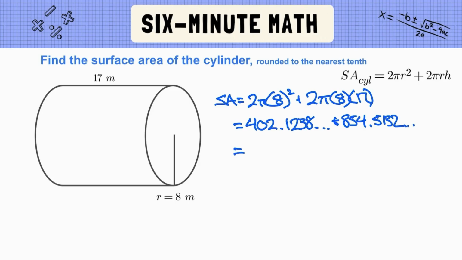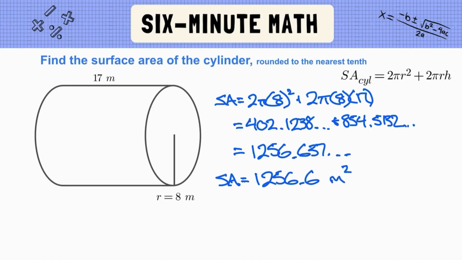I add those together for an answer of 1,256.637... And then it tells me to round to the nearest tenth. So my final surface area is 1,256.6 meters squared. Those are all the examples we have today for finding the surface area of cylinders.